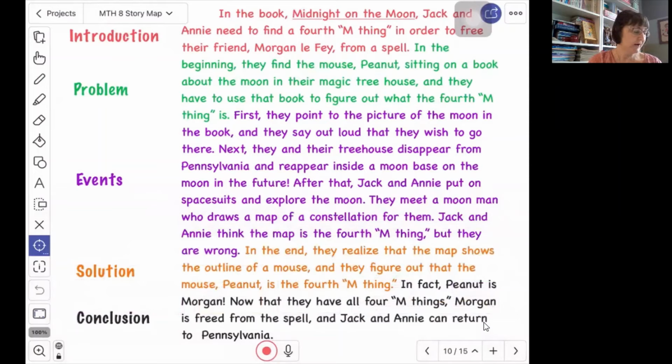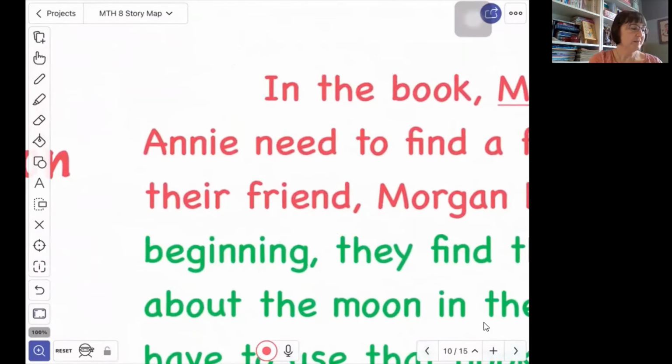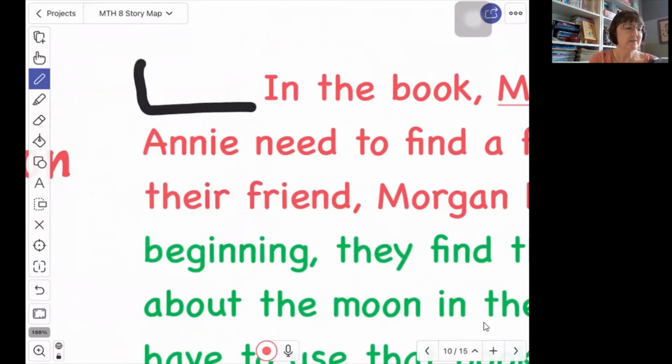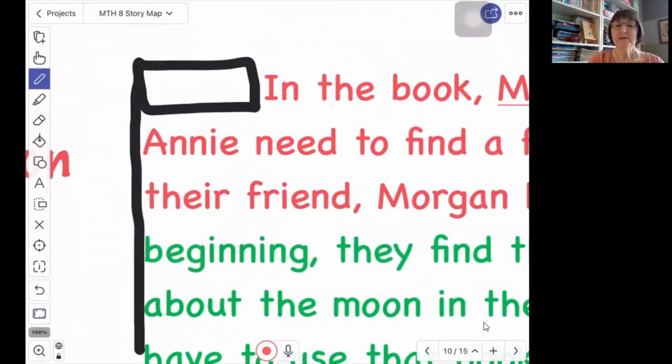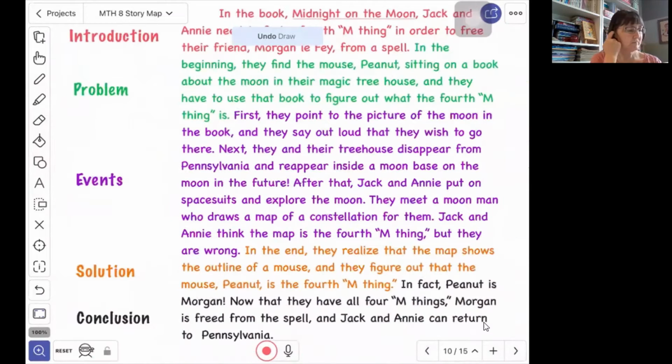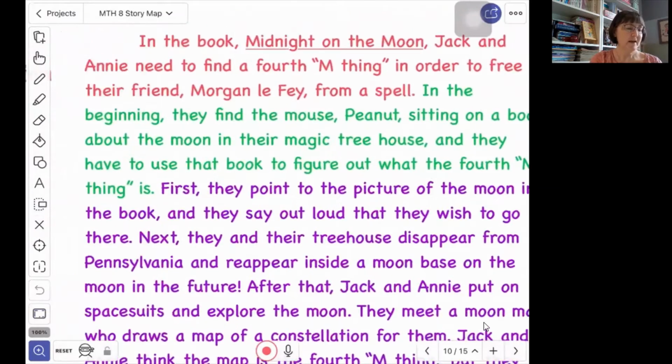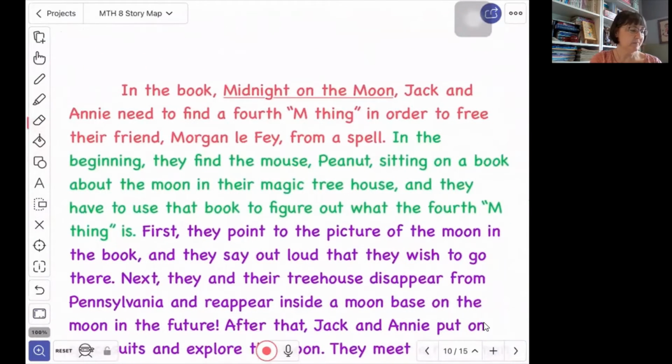When we're writing a paragraph, we want to make sure that we have a space right here at the beginning. This is our indent, and we want to make sure that we have a nice straight line going down the side of our margin. Okay, so let's read this together.